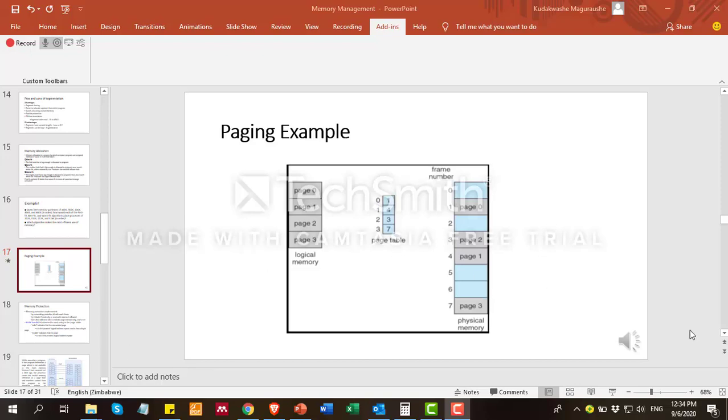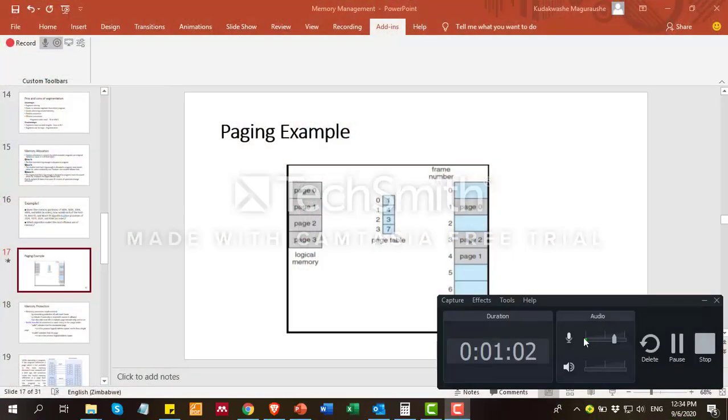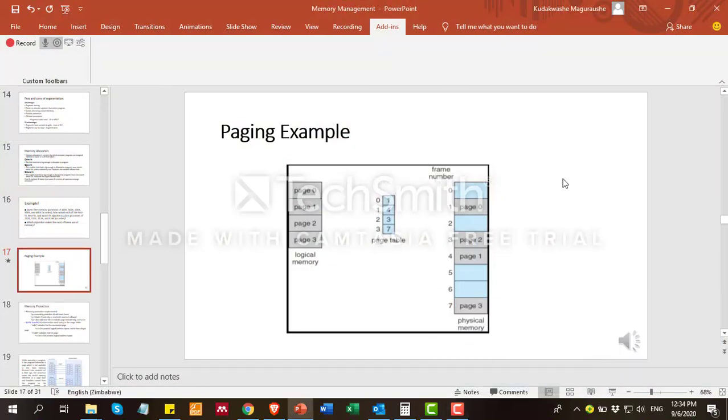But today we need to continue. We want to continue with memory management, and we need to touch on paging, right? So paging, we defined it last time as a memory management technique which is used to divide our memory into fixed slots or fixed pages.